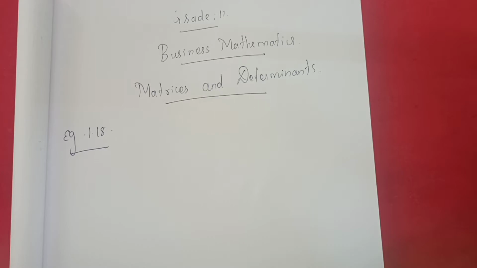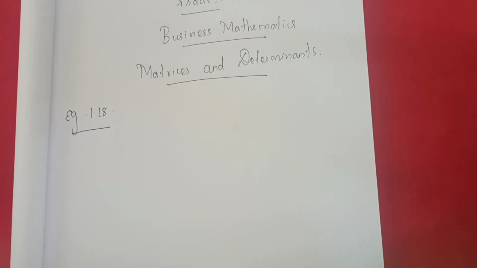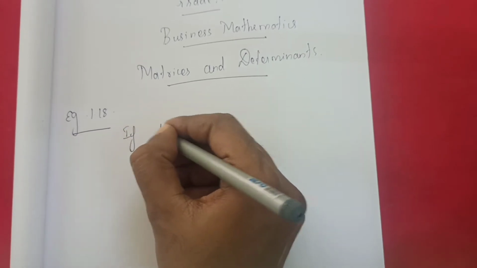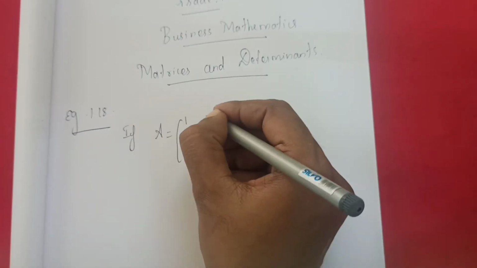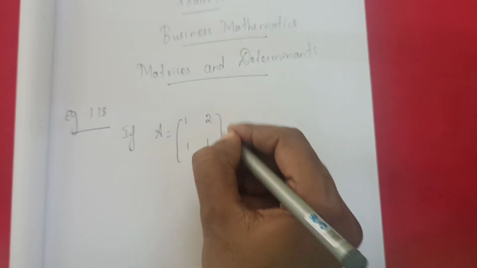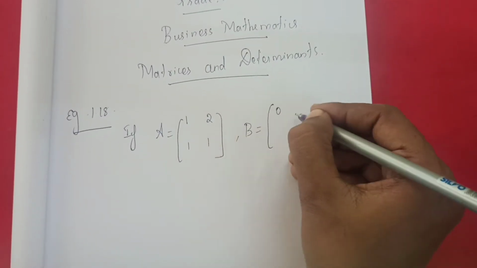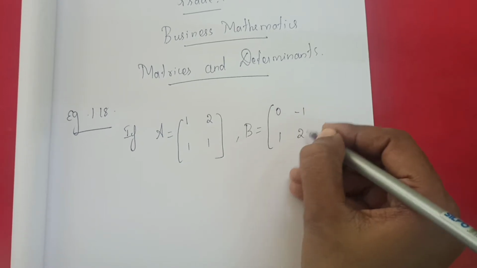Last day I have given two homeworks. I hope all of you completed them. In today's class we'll start from example 1.18. If A is equal to [1, 2; 1, 1], B is equal to [0, -1; 1, 2].